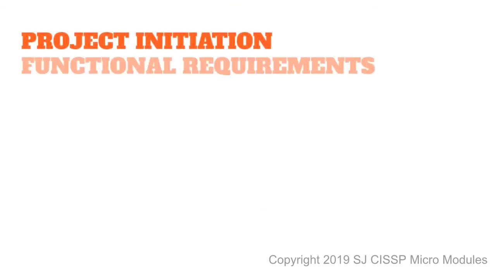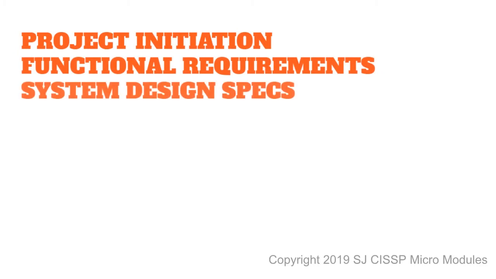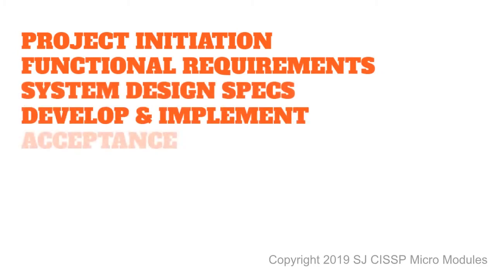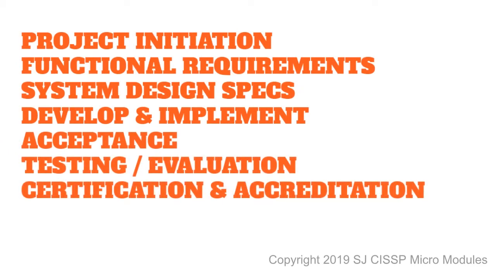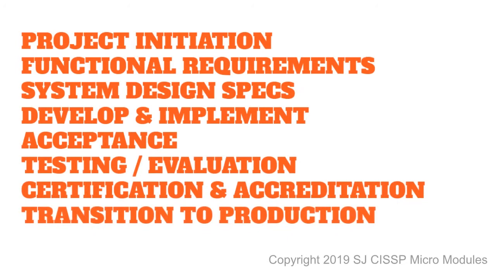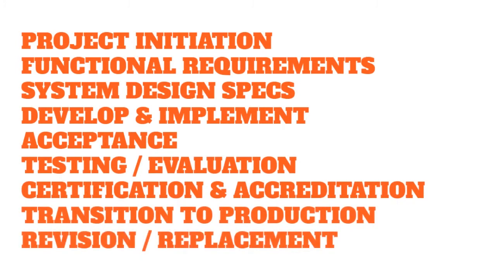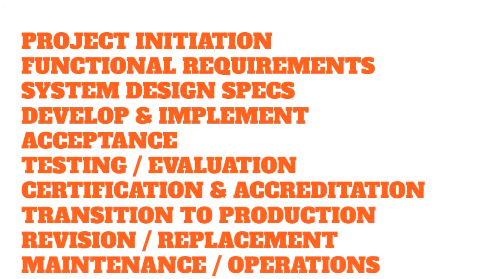Project initiation, functional requirements, system design specifications, develop and implementation, acceptance, testing and evaluation, certification and accreditation, transition to production, revision and replacement, and maintenance and operations. With 10 phases it seems impossible, but here's a trick to memorize it.